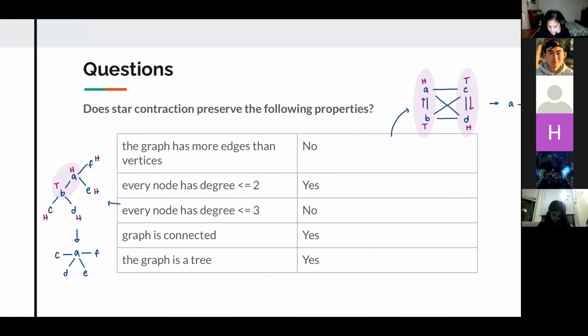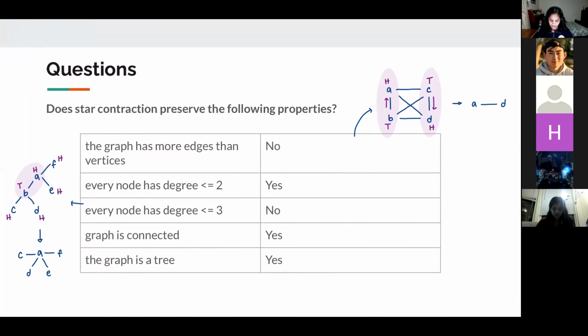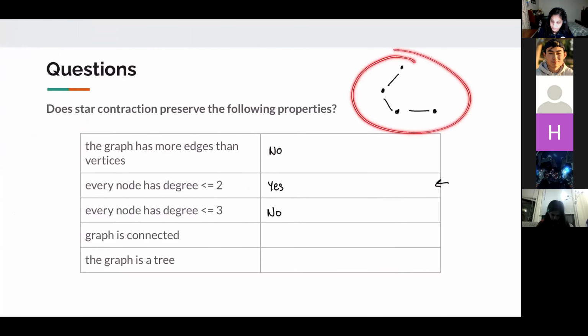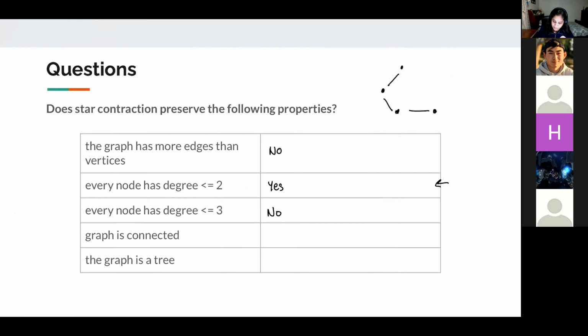So 2, a graph with every node having degree less than or equal to 2, is just like a path. So if you contracted something on this path-like graph, whatever you contract, when you convert it into one giant vertex, there's only one edge coming out this way and one edge coming out this way at most. So you maintain this maximum of 2 edges coming out.